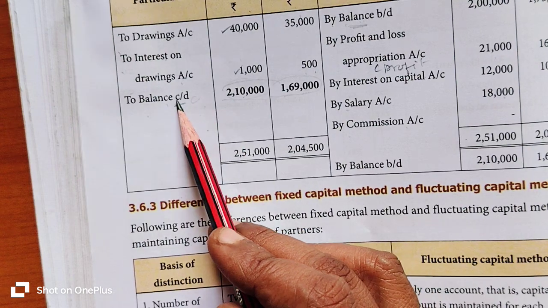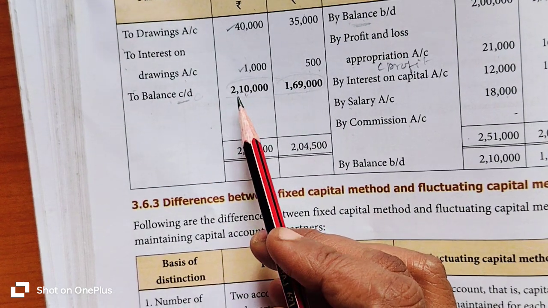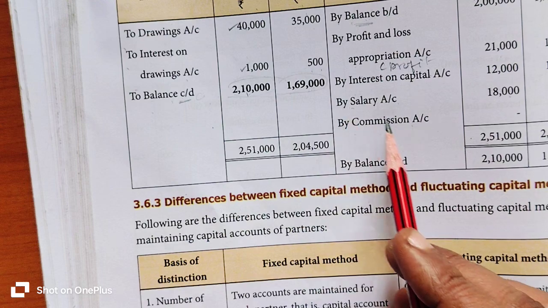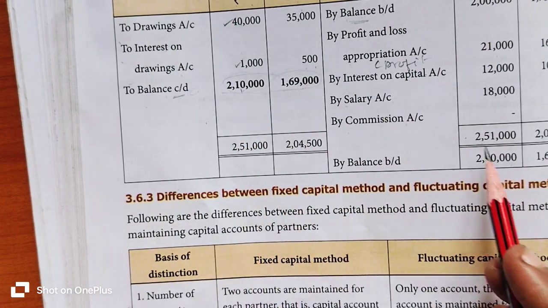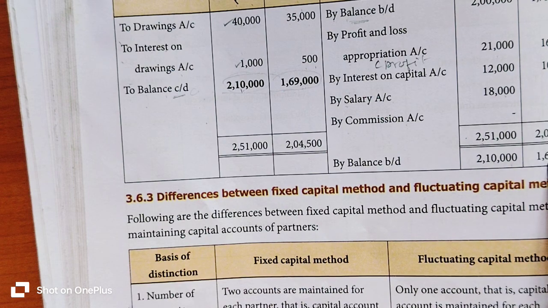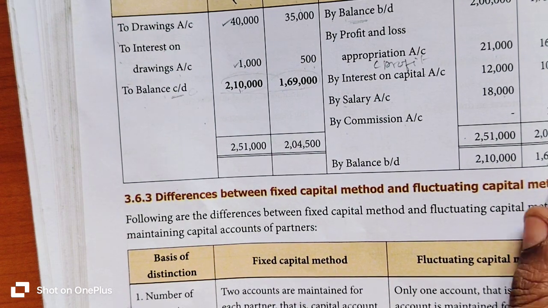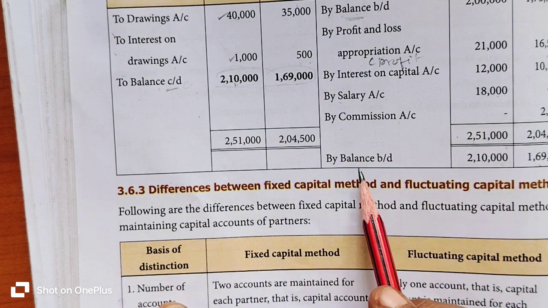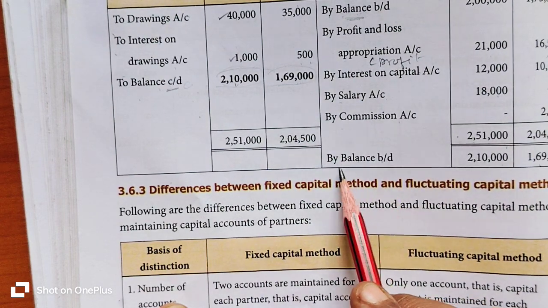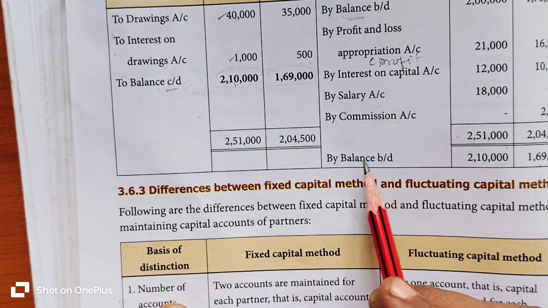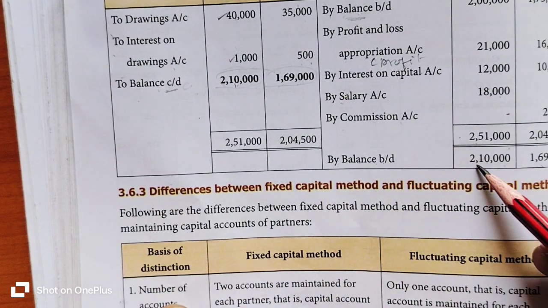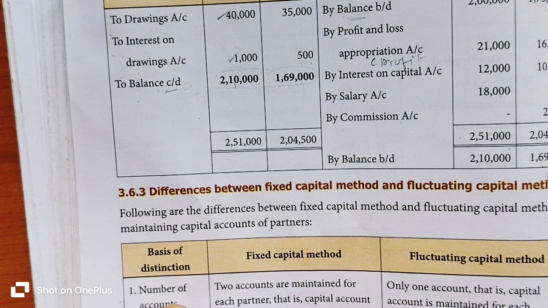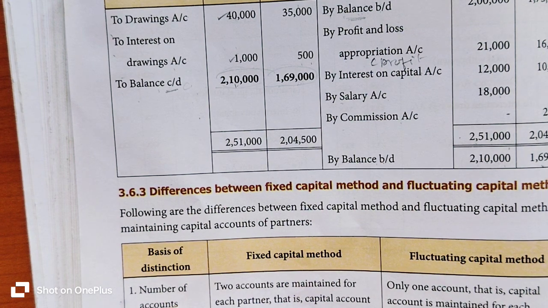You get the closing balance on debit side. Then you have to bring it down to the opposite side. Below the total you enter the same amounts, 2,10,000 and 1,69,000 respectively. Against this you write by balance brought down, which means the opening balance of the next accounting period. Mannan's opening balance is 2,10,000. Sevagan's opening balance is 1,69,000 rupees.